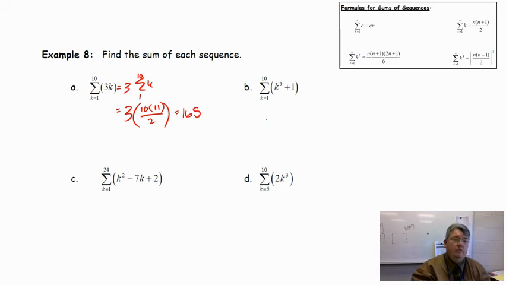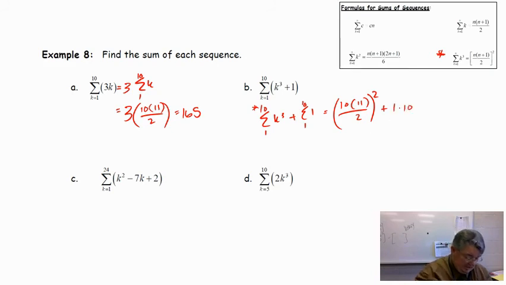This one, the sum of k cubed plus 1 from 1 to 10. Well, I can actually split this up. The sum from 1 to 10 of k cubed plus the sum from 1 to 10 of 1. Well, I know this. This is a formula, right? This is n, which is 10, times, looking at this formula here, 10 plus 1, that's 11, all over 2, quantity squared, plus the sum from 1 to 10 of 1, well, that's just 1 times 10.